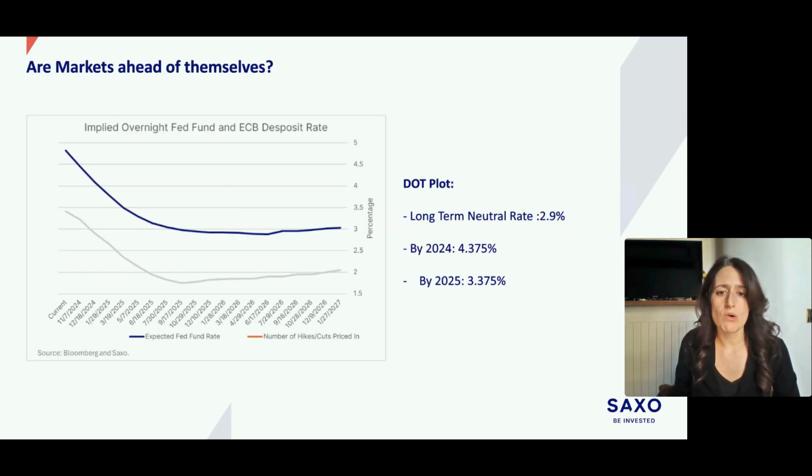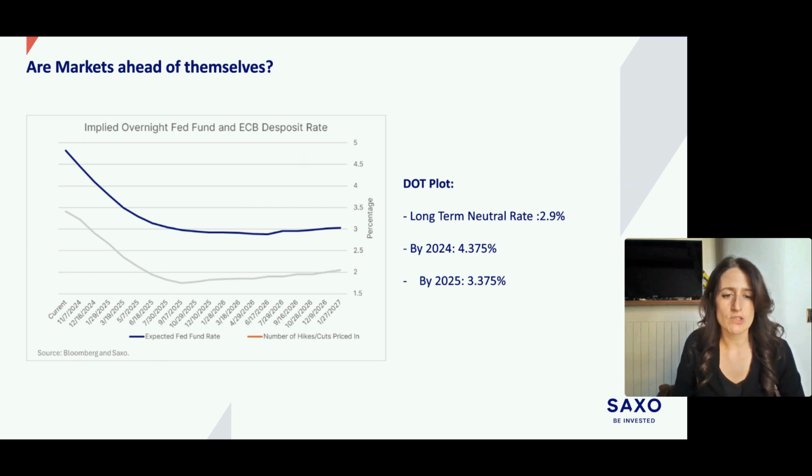So let's look now at the macro picture. The question that I'm asking myself is, are markets ahead of themselves? The reason why I want to ask that question is that now the ECB and the Federal Reserve have all started to cut interest rates. And the Federal Reserve in September started with a jumbo rate cut of 50 basis points. And what happens is that the market has been pricing an aggressive interest rate cutting cycle.